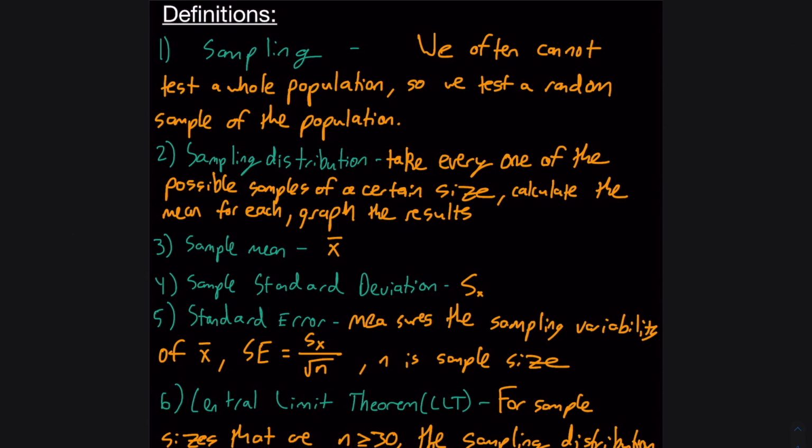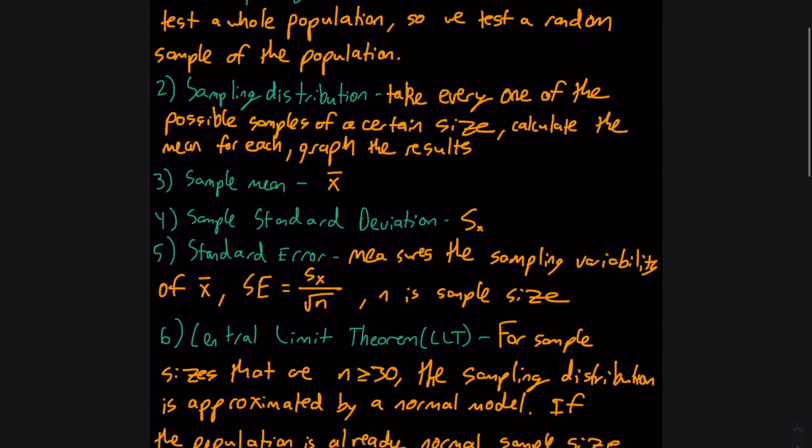Back in Unit 1, you remember sampling and the different ways to sample, random and stratified and cluster and everything like that. Okay, and so the second definition we have, and this is going to be new for you, is sampling distribution. This would be if we took every one of the possible samples of a certain size from a population, and then we calculate the mean for each of the samples, and then we graph the results.